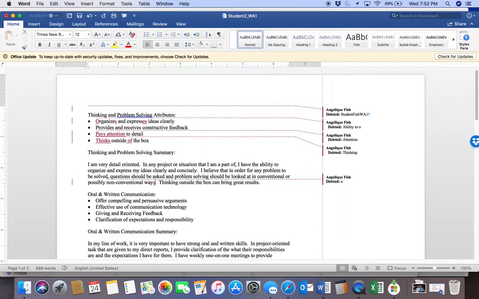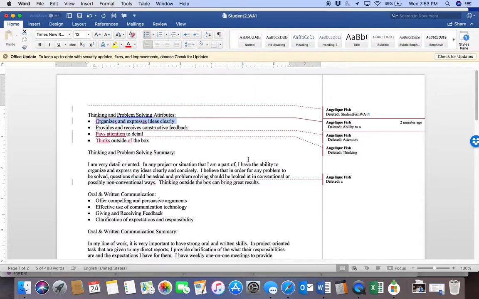Okay, so that doesn't really summarize this person's personal attributes. The whole point of the summary is that you're supposed to summarize how you use or demonstrate these personal attributes in your line of work or in your career. And I am detail oriented just restates this attribute here. I have the ability to organize and express my ideas clearly. That's pretty much verbatim as that. So how do you show that you're detail oriented? How do you show that you are organized and express your ideas clearly and concisely?